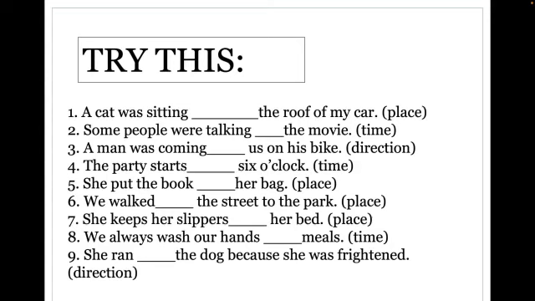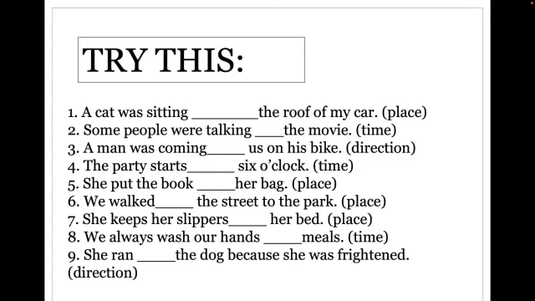Number two, you want a time preposition. How about some people were talking during the movie? During would be a time. Number three, you need a place or a direction. You need a direction. A man was coming towards us on his bike. Number four, we want a time preposition. The party starts after 6 o'clock.